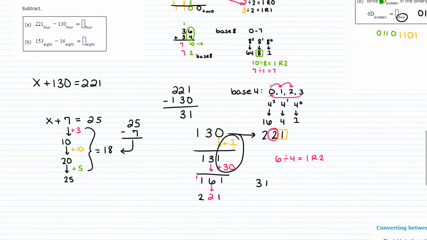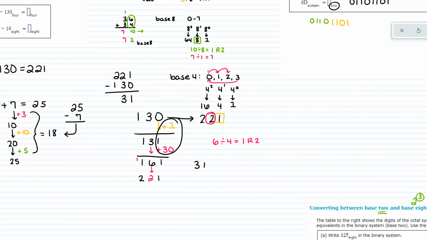Now, how could you check? You could do that math. So let's take 130 and add to it 3, 1. Let's see. So 0 plus 1 makes 1, nothing to carry. 3 plus 3 makes 6, but 6 is not allowed. So 6 divided by 4 is 1, remainder 2. So instead, I'll put a 2 here and a 1 over here.